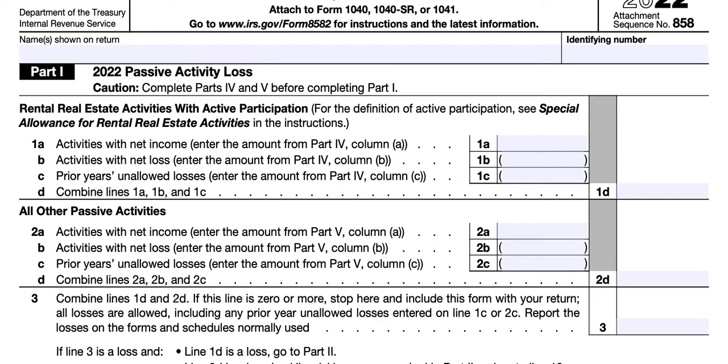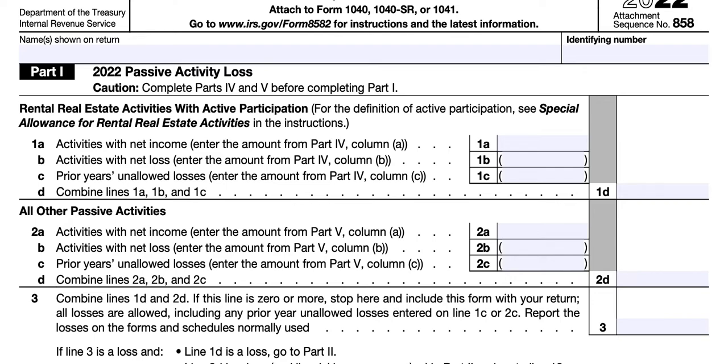However, there exists a special allowance for rental real estate activities that may allow some losses even if the losses exceed passive income. Passive activity losses not allowed in the current year are carried forward until they're either allowed against passive activity income, against the special allowance if applicable, or when you sell or exchange your entire interest in the activity in a fully taxable transaction to an unrelated party.